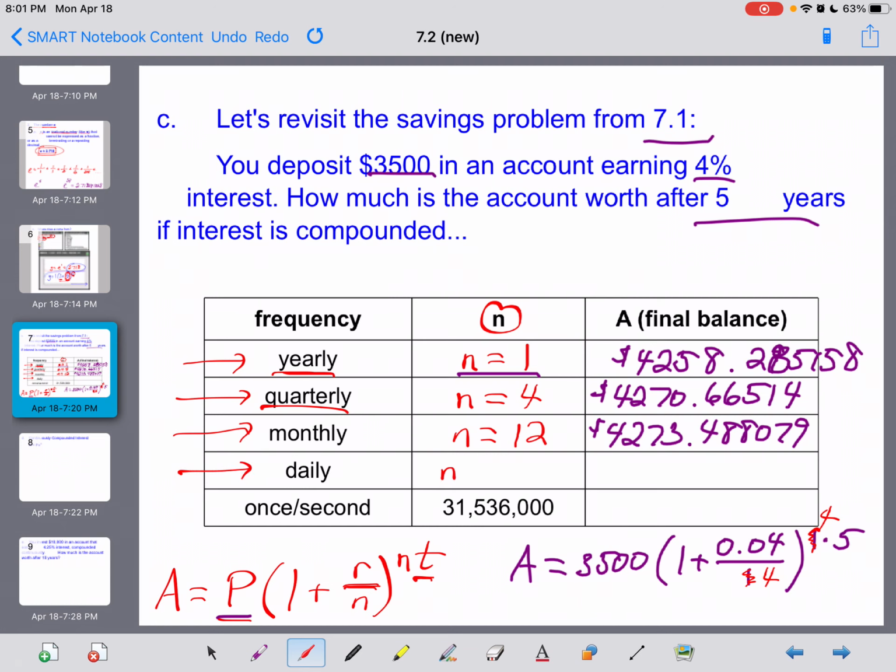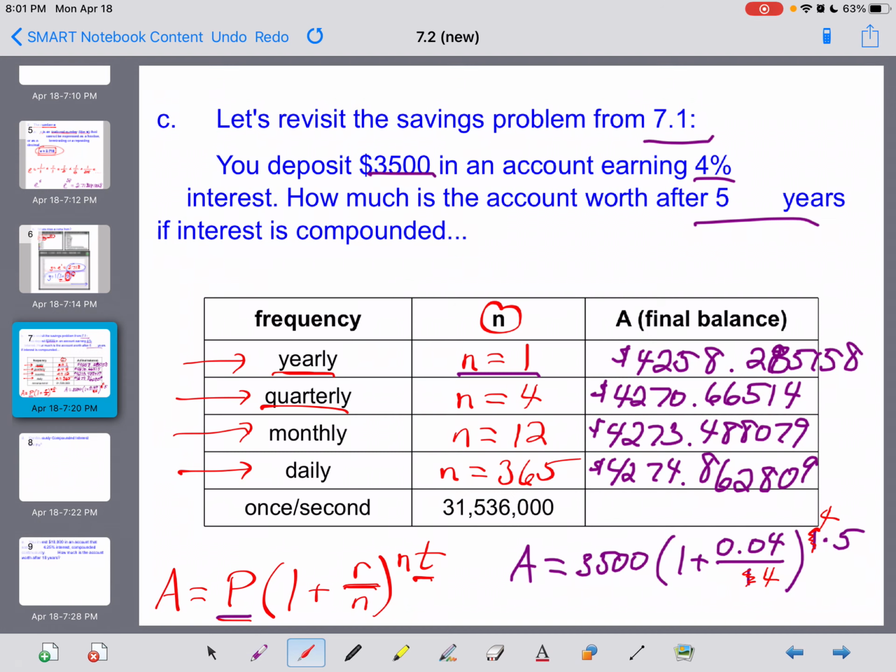What if we did it daily? In that case, there's 365 days in a year, so now I'm going to have to type all this in again, but with a 365 there. So 3,500 times 1 plus 0.04 divided by 365. Close the parenthesis and raise to a power that's 365 times 5. And doing that, here we go, $4,274.86289. So we made an extra $1.50 almost if they did it daily.